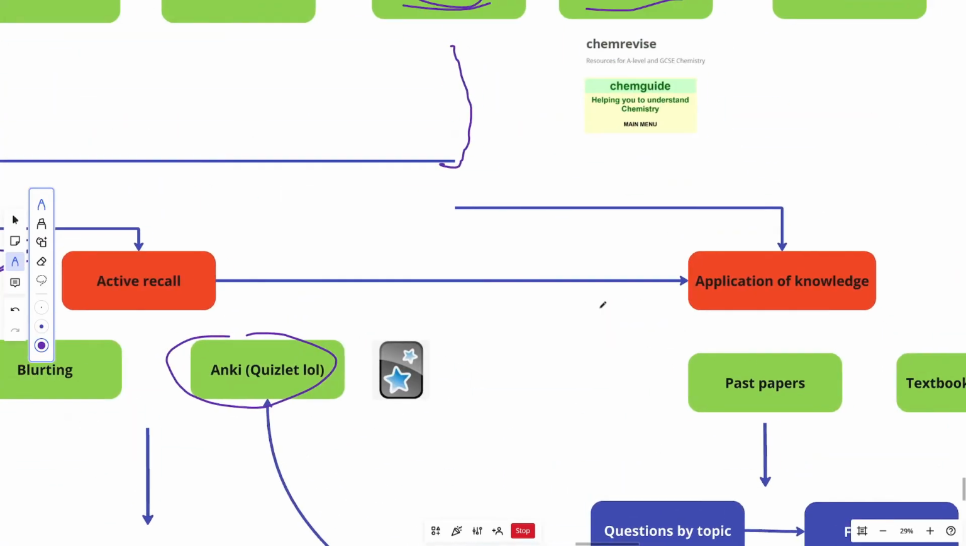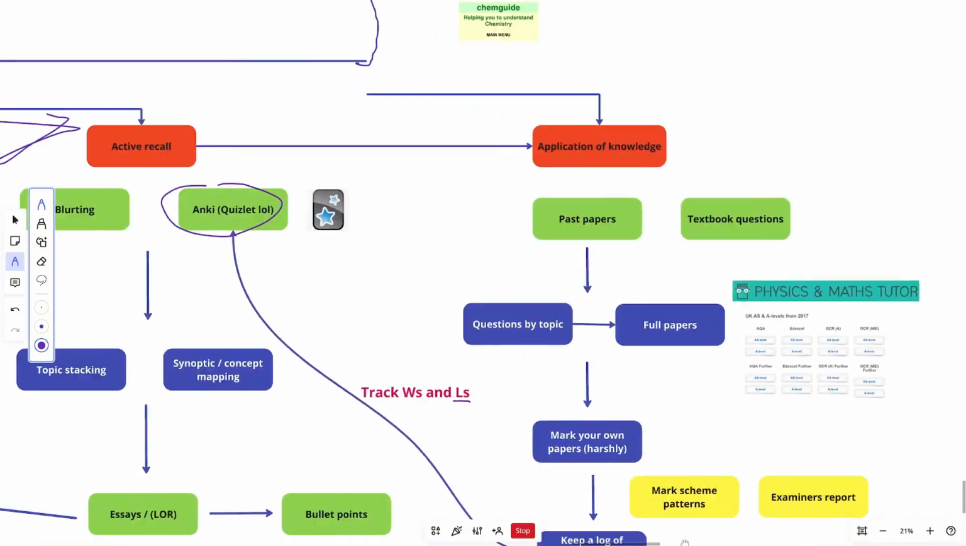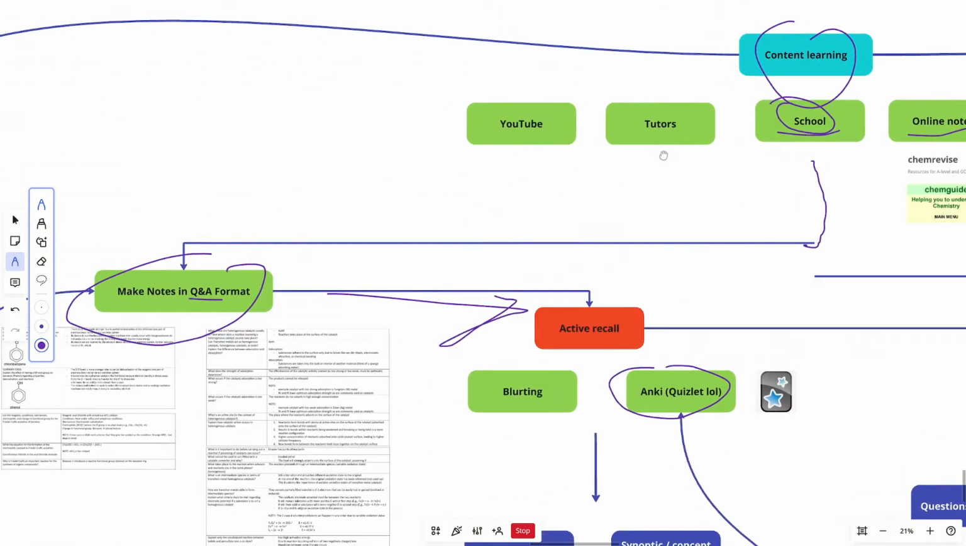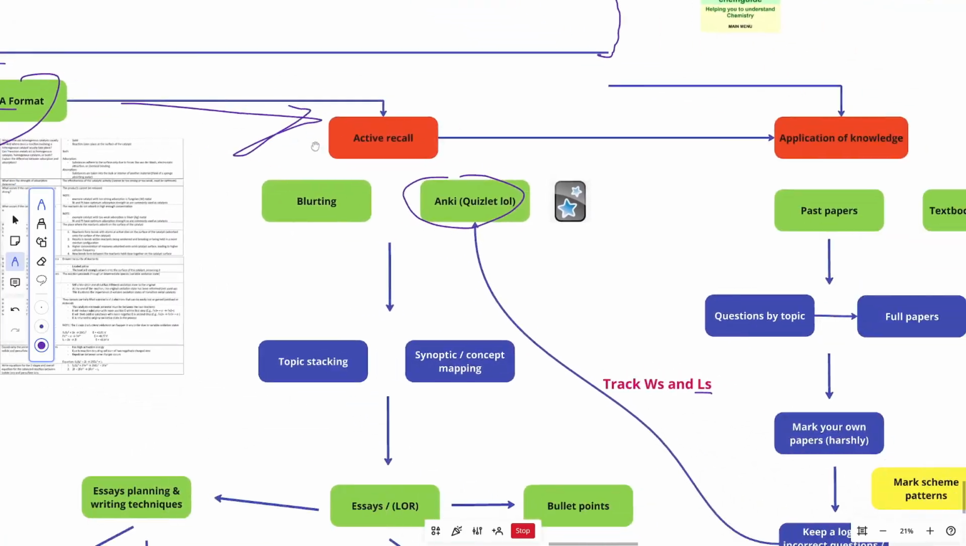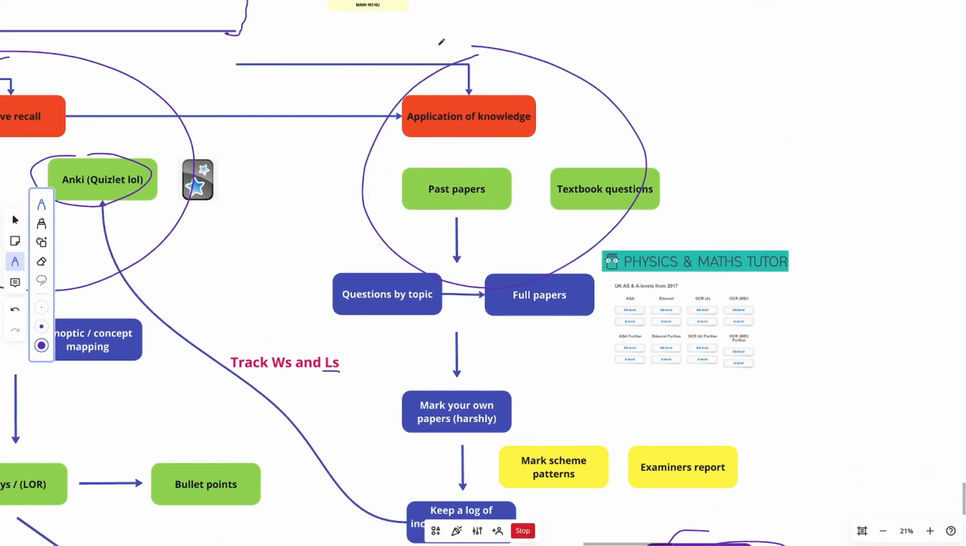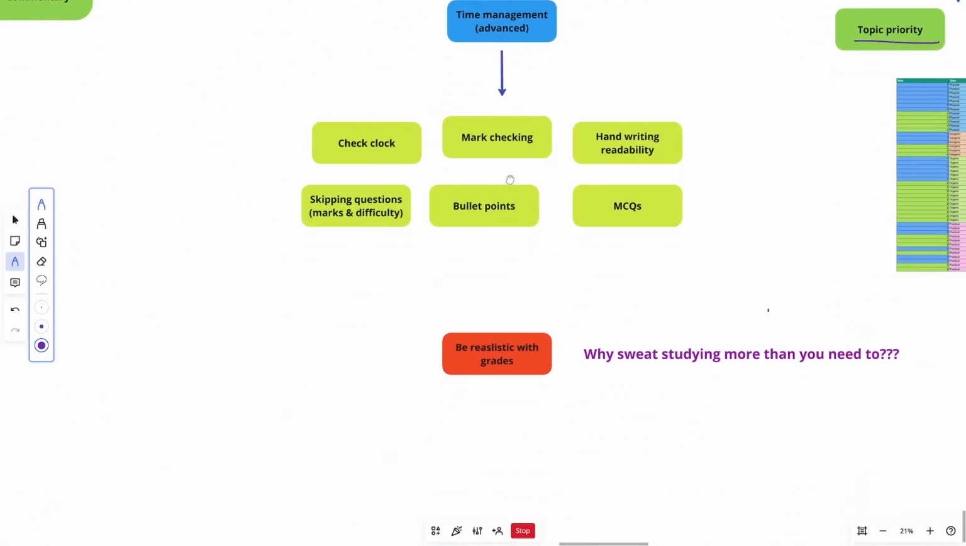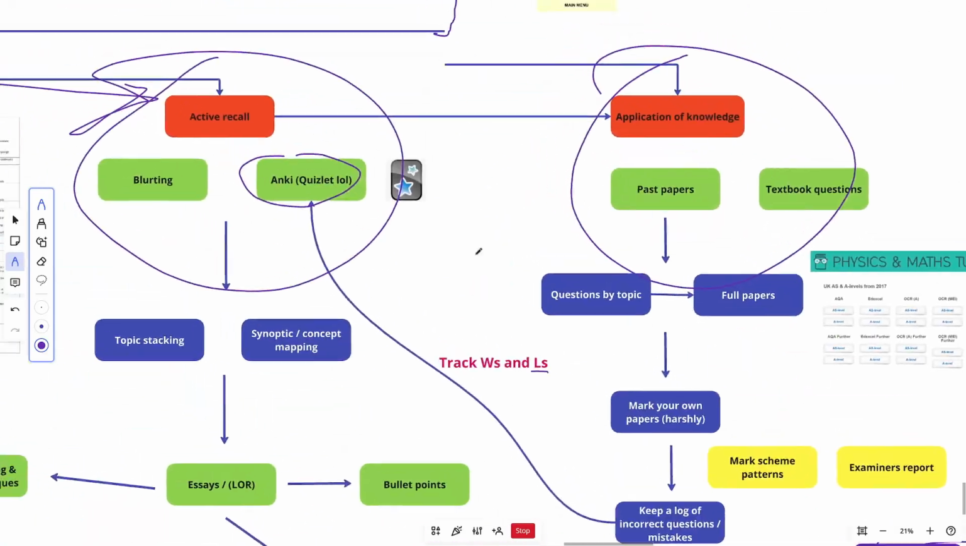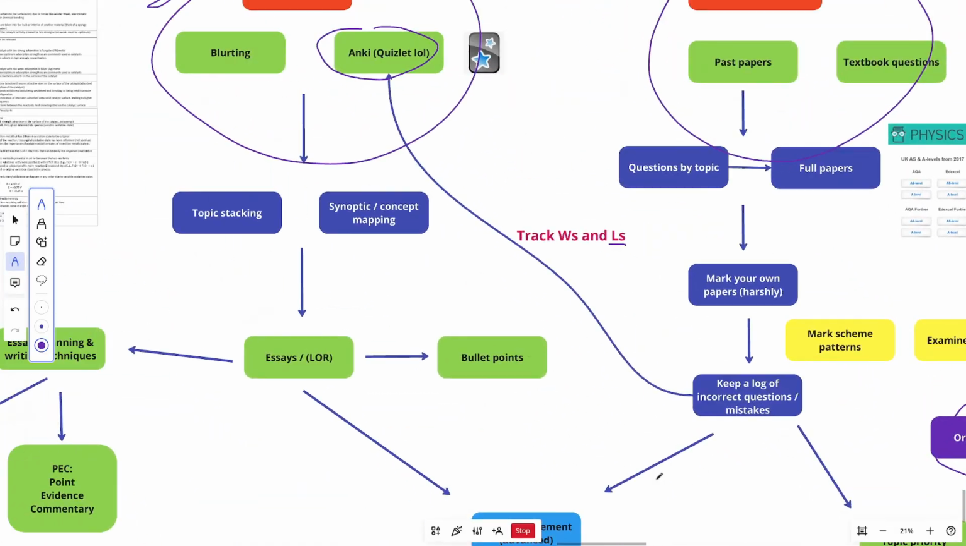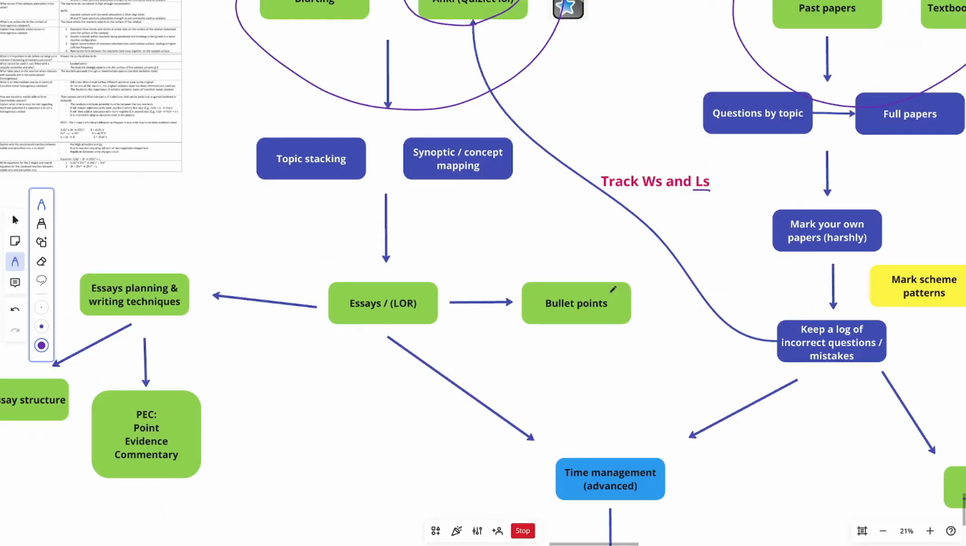Just go back to the top of the funnel. Okay, what is my weakest area? How do I learn the content? How do I understand the content? How do I remember the content? And how do I apply that knowledge of that content? That's what you want to do, and just repeat the cycle over and over again. All right, this is honestly going to get you A-stars, guys.